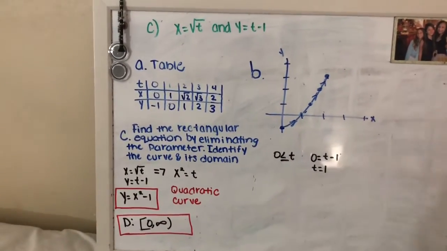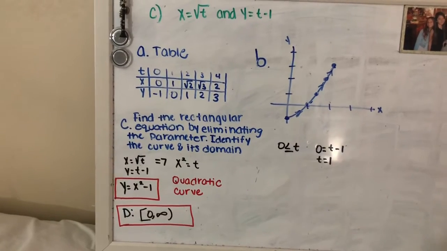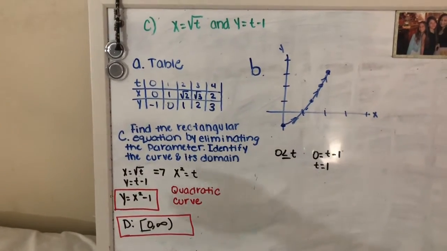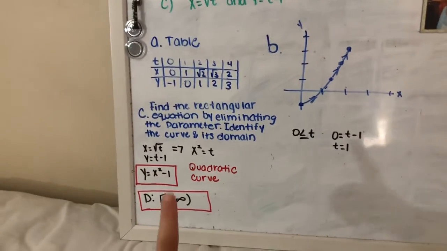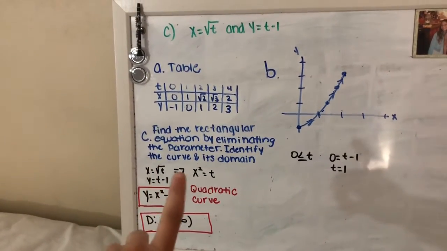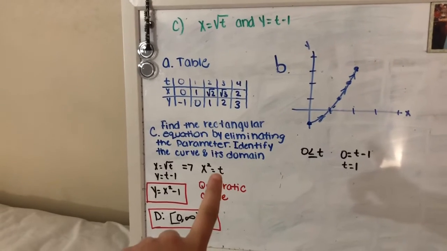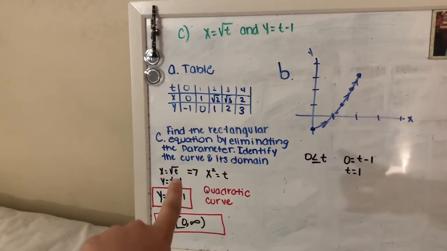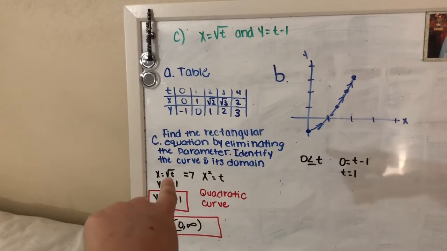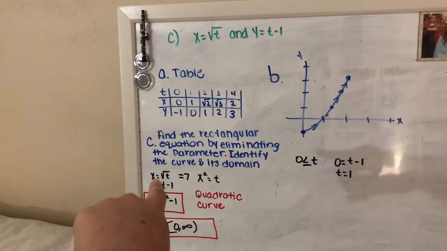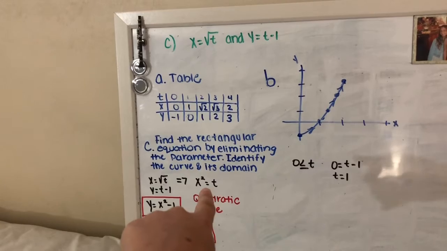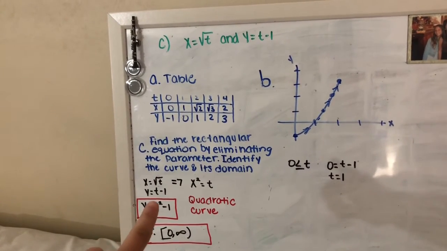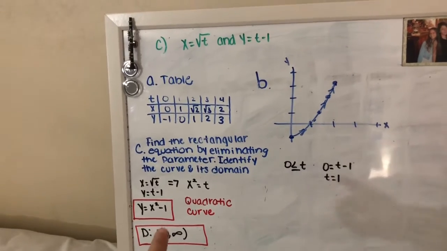So then C says find the rectangular equation by eliminating the parameter, and then after it says identify the curve and its domain. So we have these two equations, so I got t by itself in order to substitute it into the y equals t minus 1. So in order to do that, I squared both sides of this first equation and I got x squared equals t. So now substituting into the y equation, I got y equals, where t is, x squared minus 1.